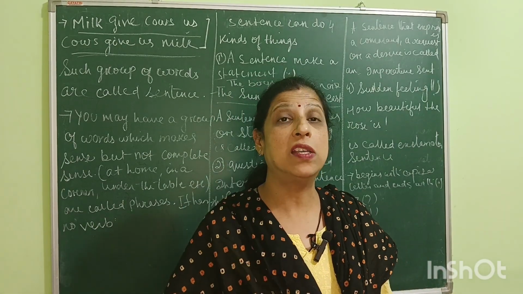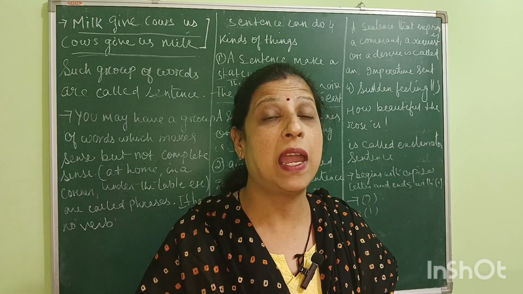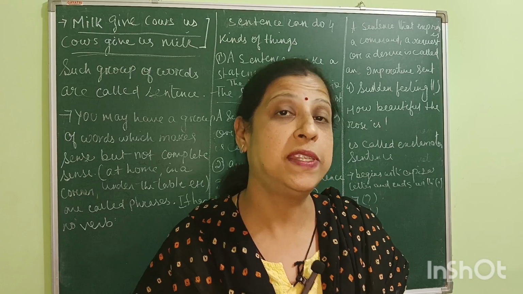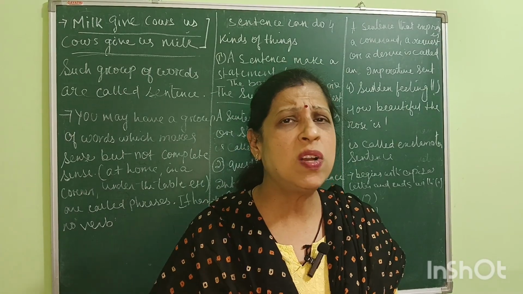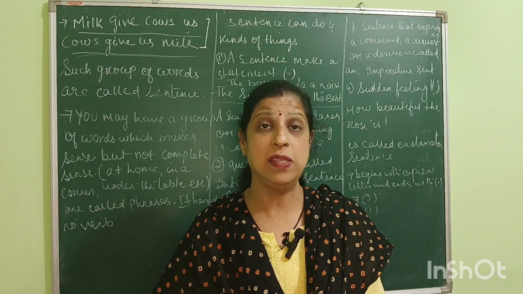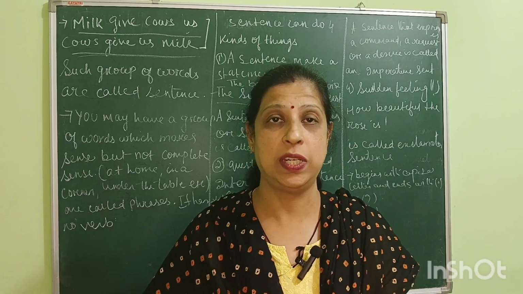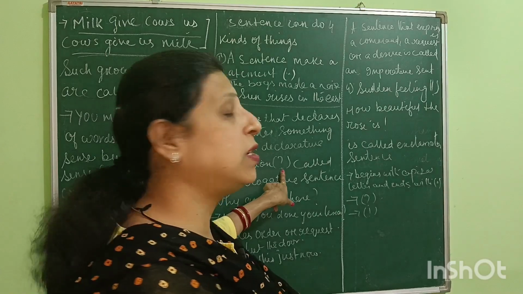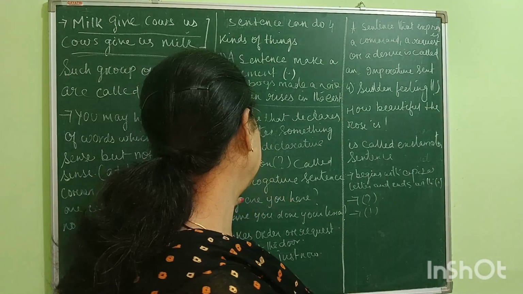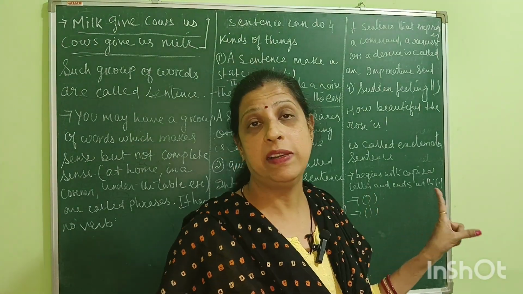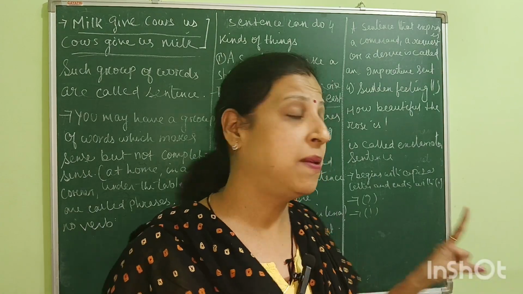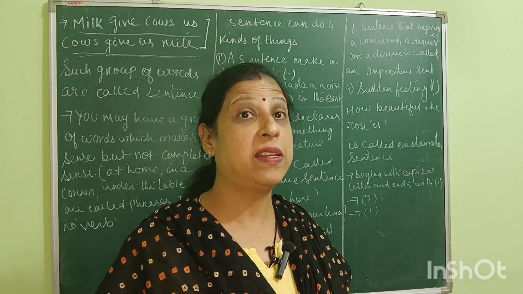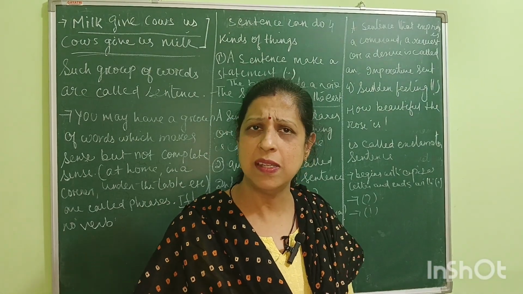A sentence can ask a question, and those kinds of sentences are called interrogative sentences. Why is it called an interrogative sentence? Because it is asking a question. And we put a question mark in that when there is an interrogative sentence. For example, have you done your lesson? That is a question. Have you done your lesson?